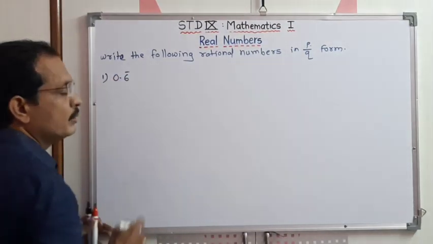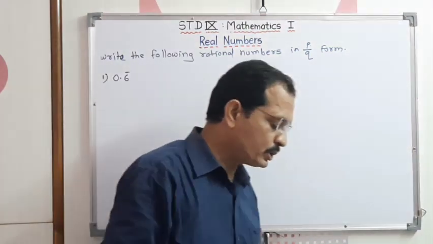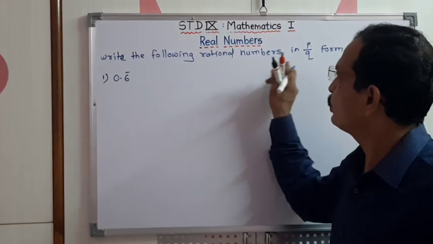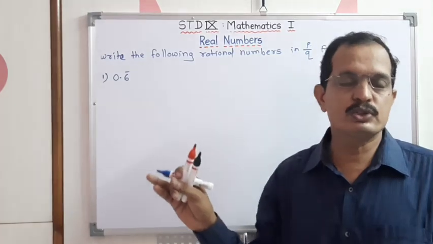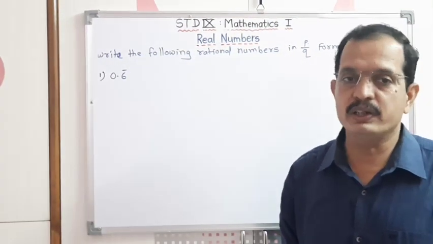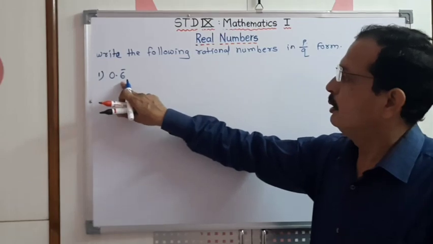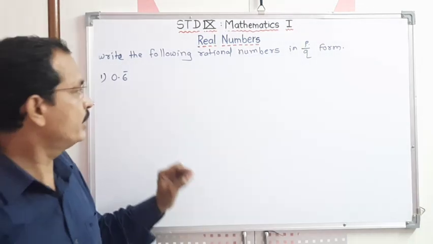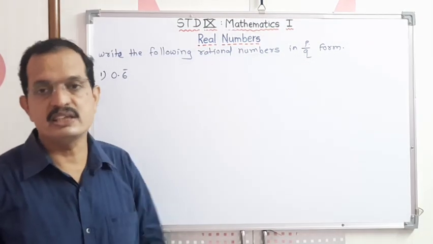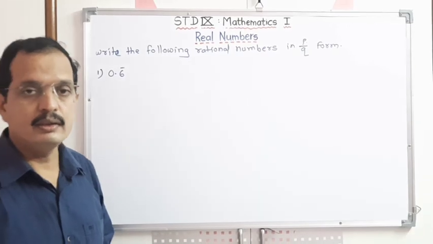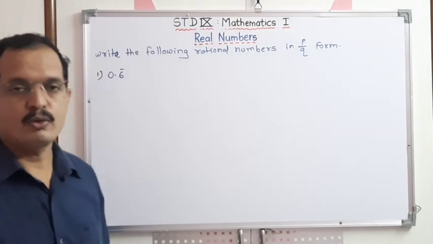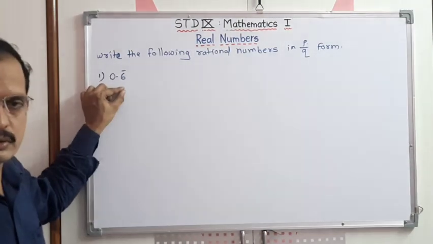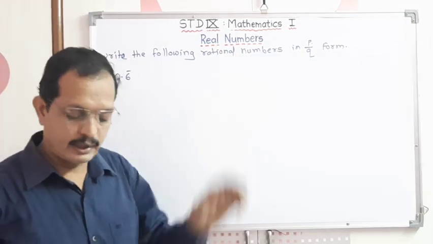That means the recurring number is a 1 digit. Students, always remember while writing the decimal form in P upon Q form, at that time we must see the recurring is of how many digits. Here at the top of the 6 there is a dot. That means recurring of the number 6 takes place. That is, it is a 1 digit number. And while writing the decimal form in P upon Q form, it is important to identify whether the recurring is of 1 digit, 2 digit or 3 digit, and so on.